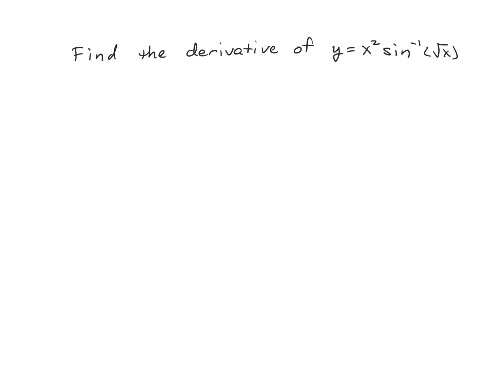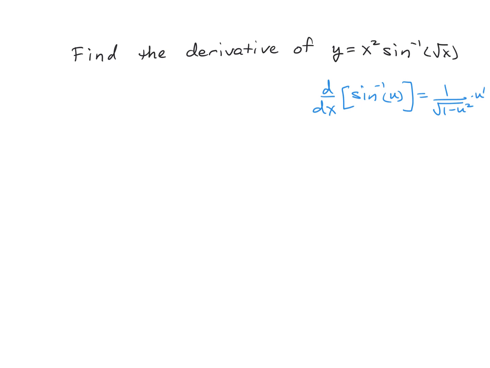Because we see that we have x squared times the inverse sine, so therefore that's our product rule. And we have the square root function embedded inside of our sine inverse function, so that's a composition. So first thing we should probably do is recall from earlier lessons the derivative of the inverse sine function. That function alone has the derivative formula of 1 over the square root of 1 minus u squared times u prime. And again, that is the chain rule for the inverse sine function.